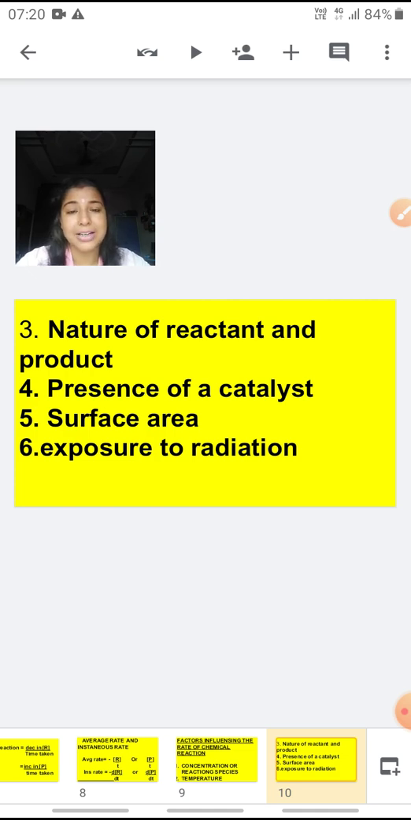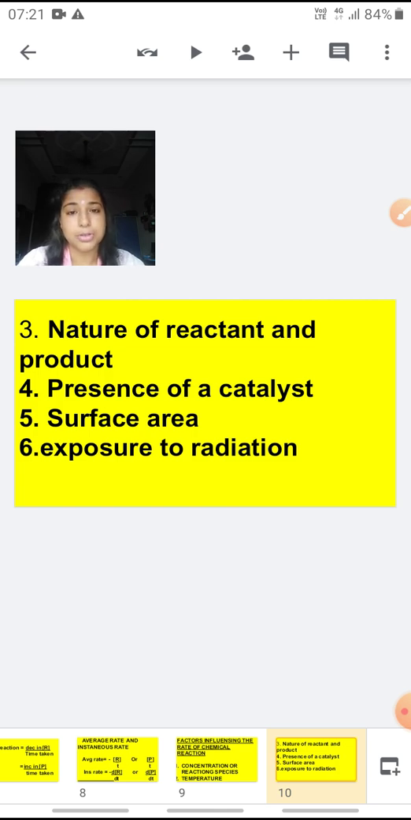Now the last factor is exposure to radiation. We can say it is not for all chemical reactions. There are certain photochemical reactions which increase when energy in the form of some radiation is there, like in photosynthesis. When the sunlight is there, the reaction takes place. When sunlight is not there, the reaction doesn't take place. So all chemical reactions are not affected by the exposure to radiation, but there are certain chemical reactions which are affected when the exposure to the radiation takes place.